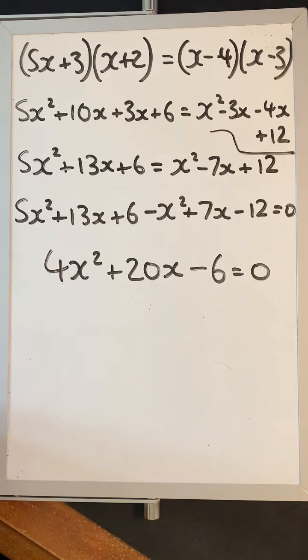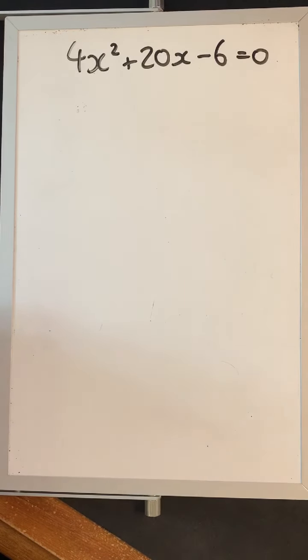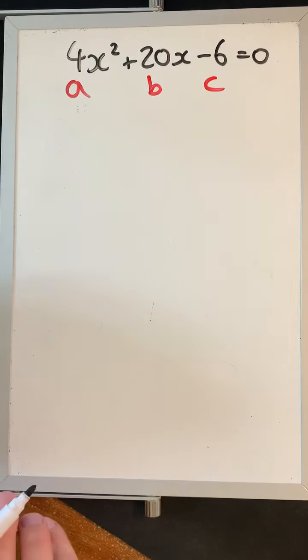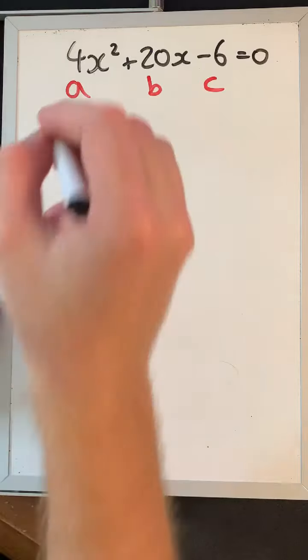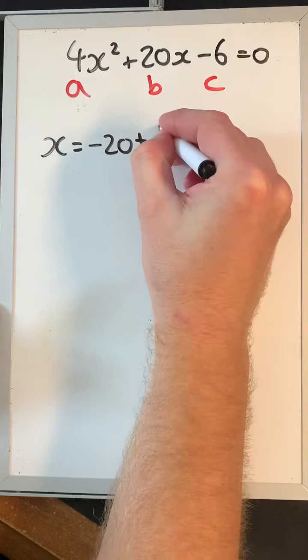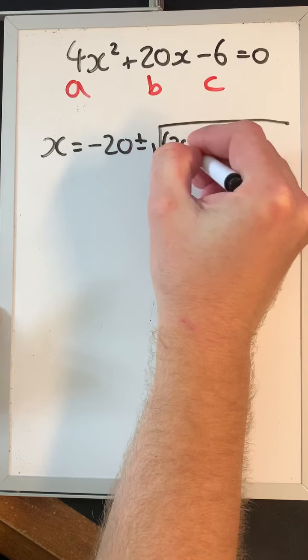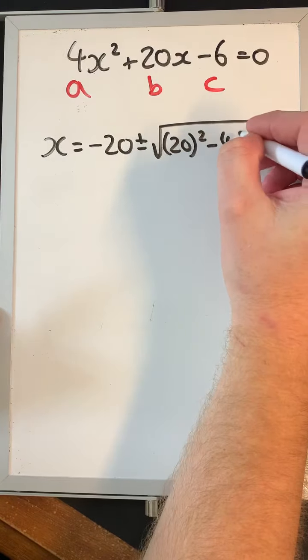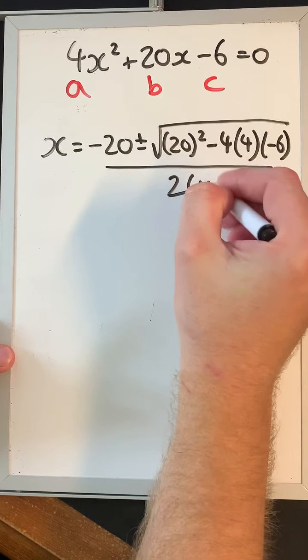So you could divide this by 2 to make the numbers a little bit easier, but I'm going to just put them into the quadratic formula straight away. So let's put this into the formula then. We've got a, b and c. So a is 4, b is 20, c is minus 6. So in the formula then we've got x is equal to minus 20 plus or minus the square root of 20 squared minus 4 times a, which is 4, times c, which is minus 6. And that's all over 2 times 4.